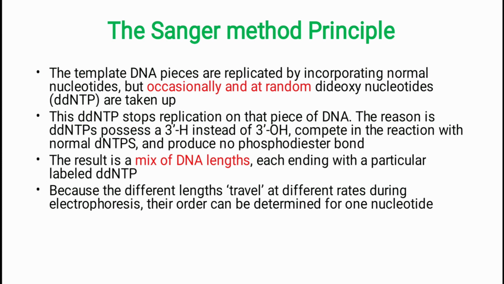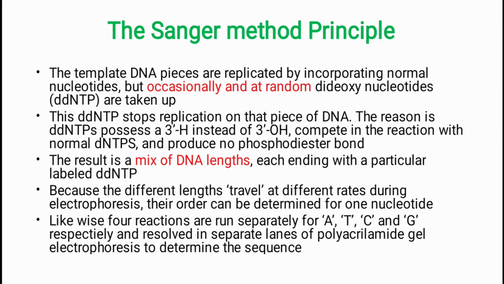Since the different lengths travel at different rates during electrophoresis, their order can be easily determined. The lower length base pair will move faster, whereas large-size DNA molecules will move slower. So we can easily identify and determine the base pairs.